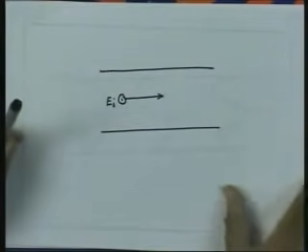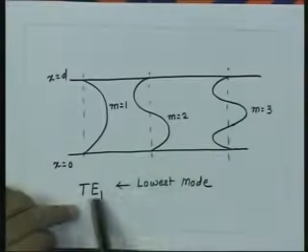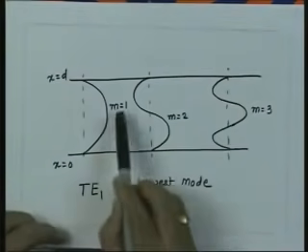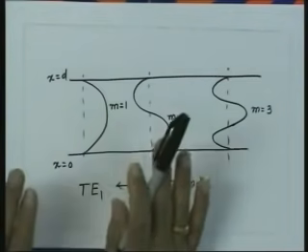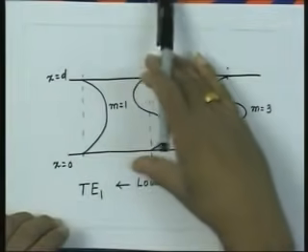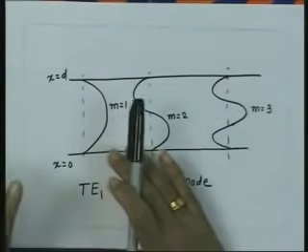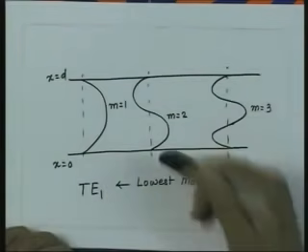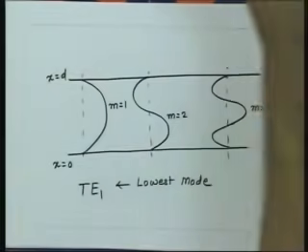So that means the lowest mode which can propagate in this structure for the transverse electric mode is the TE1 mode. This is the lowest mode. So, for a given spacing of these conducting planes, we must have this value m at least 1, and only then will the fields exist inside the structure. If m equal to 0, then the field will not exist inside the structure and the wave will not propagate.